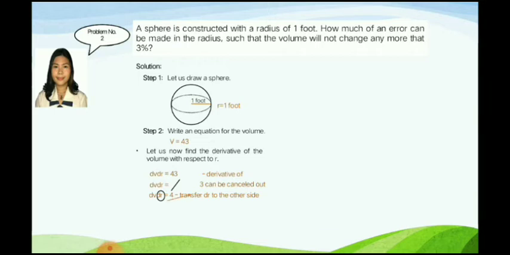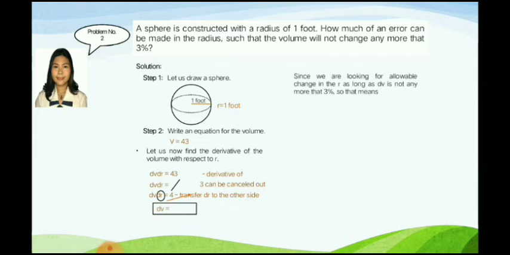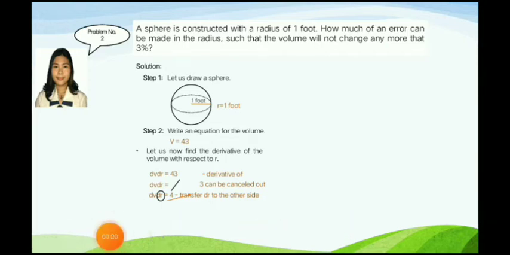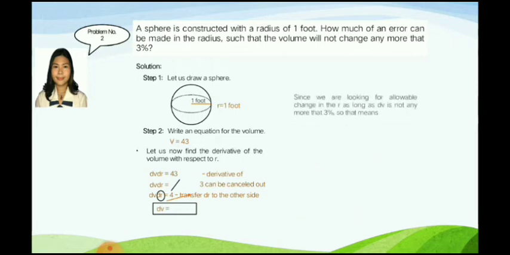So we are going to transfer dr to the other side. Now separating the differentials, dV is a differential and dr is a differential, so we have dV is equal to 4 pi r squared dr, where dr stands for a small change in r and dV stands for a small change in the volume.